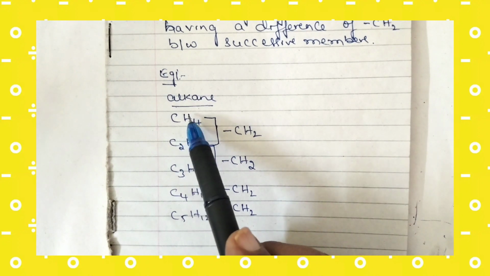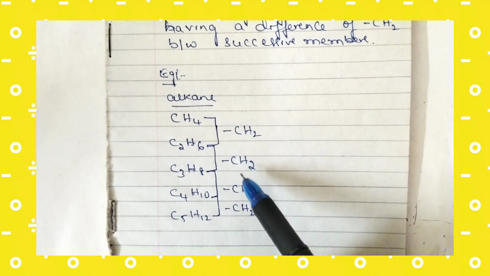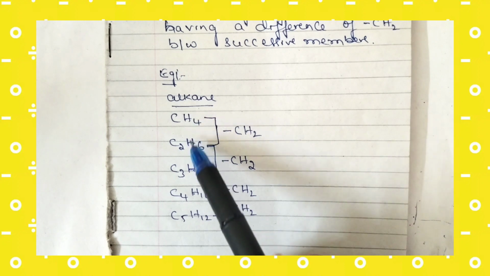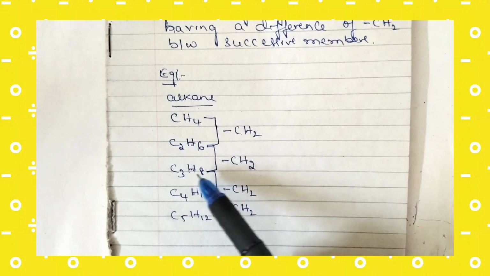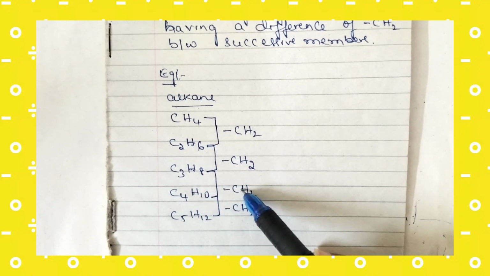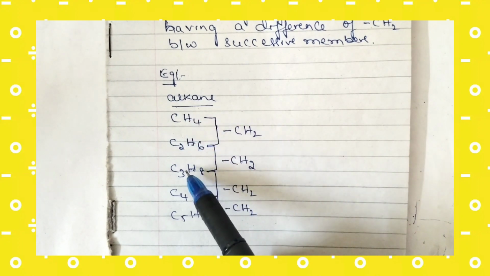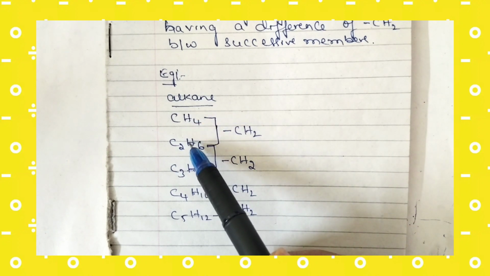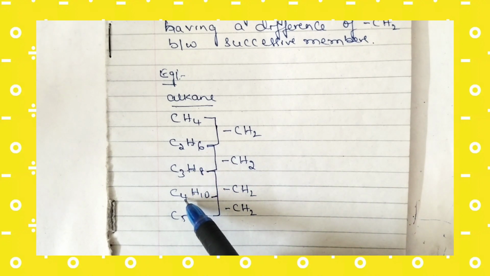So the series of organic compounds having a difference of CH2 between successive members. The successive member of methane is ethane, with a difference of CH2. Between ethane and propane, CH2. Between propane and butane, CH2. Between butane and pentane, CH2. So we should not compare methane with propane, because for methane, ethane is the successive member. For ethane, propane is the successive member. For propane, butane is the successive member.